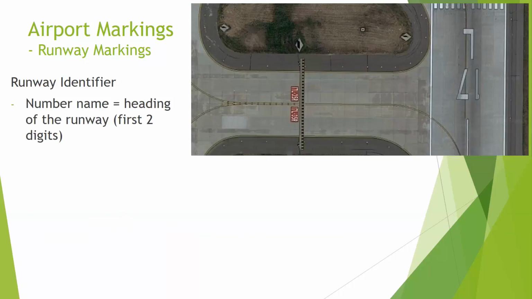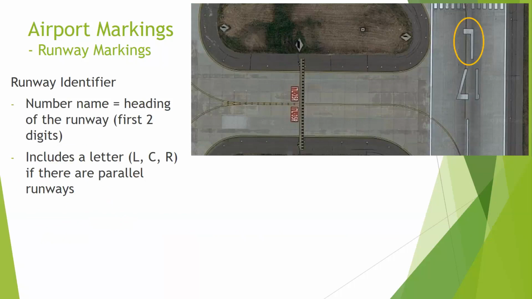The runway identifier, the number, and the name giving you the heading, those first 2 digits. So here's 17 for 170, and then including your left, center, right. If you have 3 parallel runways, one will be left, one will be center, one will be right. I don't know, Jeremy, do you know anywhere that has more than 3 parallel runways? I can't. I've never seen a diagram of a place that does. There might be an airport out there.